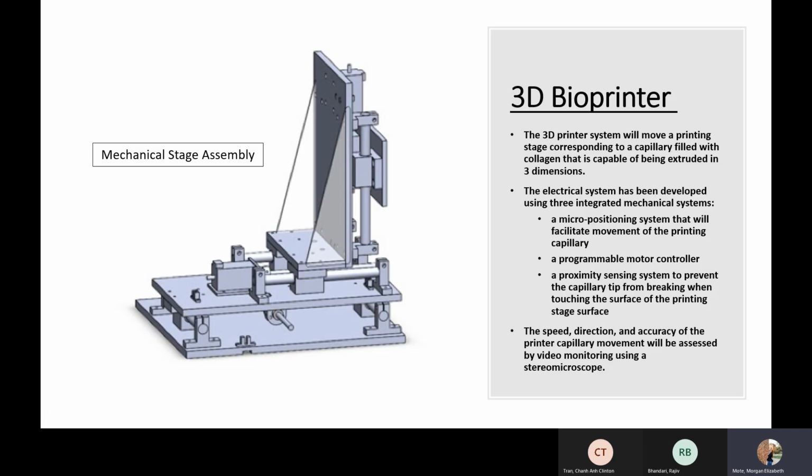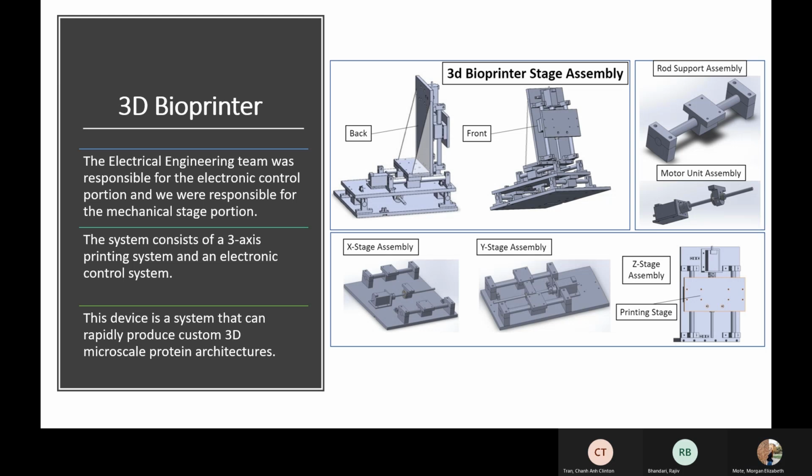Our low-cost 3D bioprinter incorporates a moving printing stage in conjunction with a micron diameter glass capillary filled with type 2 collagen that is extruded through this apparatus onto the printing stage. The system is capable of facilitating the rapid prototyping and custom 3D biomaterial scaffolding. It will be developed using 3 integrated mechanical systems. The speed, direction, and accuracy of the printing stage movement in conjunction with the capillary will be assessed via stereo microscope and the boundary detection software whose code is originated in Python.